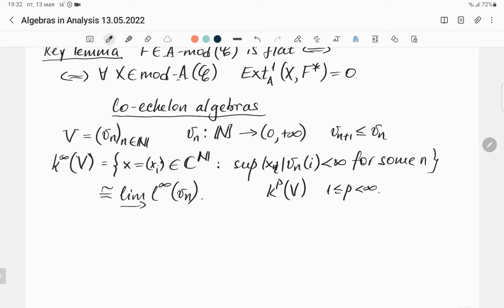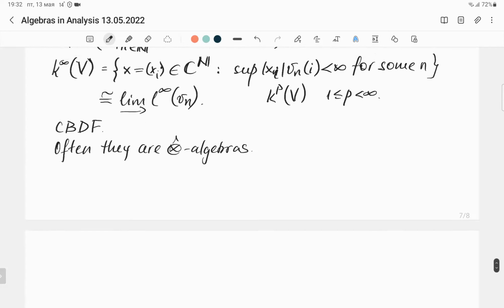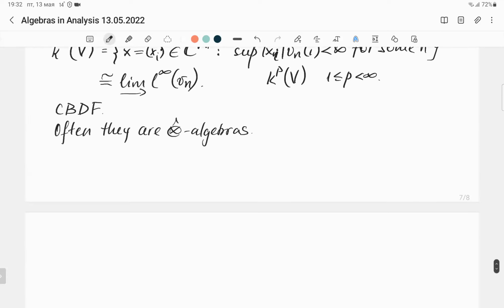So they are locally convex spaces, and actually they are DBF spaces. And sometimes they are topological algebras under pointwise multiplication. Such algebras were originally studied by Bonet and Domański in 2003. I won't write down the explicit condition, but often they are topological algebras, and we call them co-echelon algebras. One of the results that we obtained with Krzysztof is the following amenability criterion.